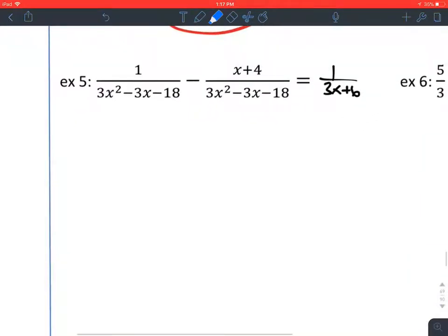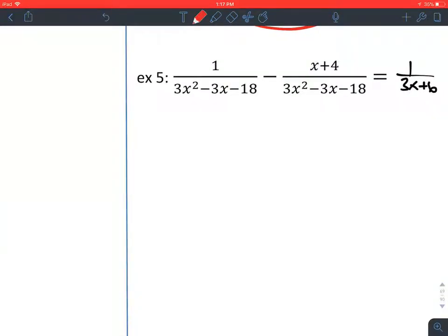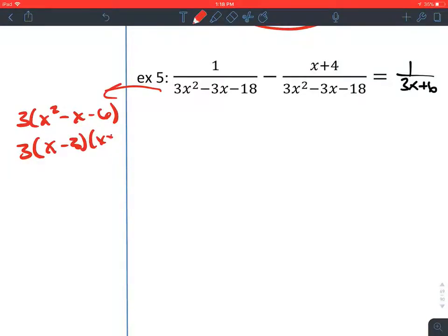Let's do another. Number 5, our denominator is quite the mess. I'm going to write this off to the side, and I'm going to factor it. It's a GCF of 3. This factors more. Notice that this denominator is the same as this one. So I'm going to rewrite this in the factored version.